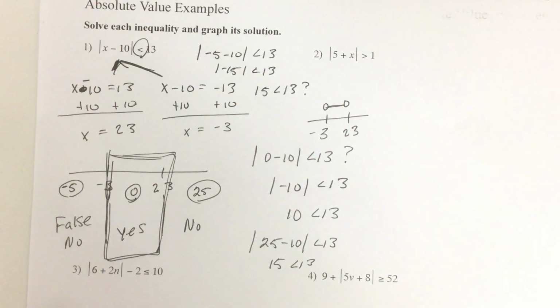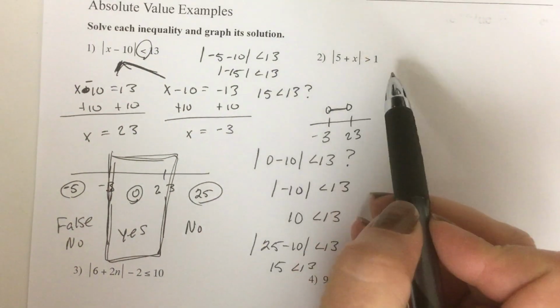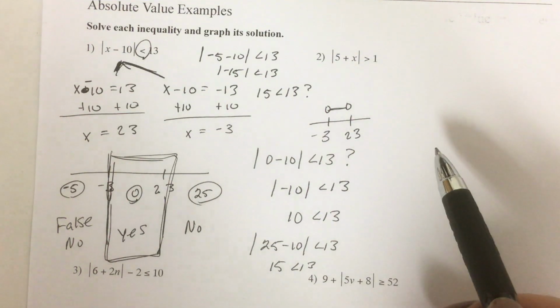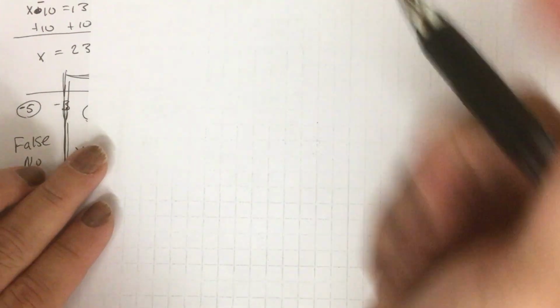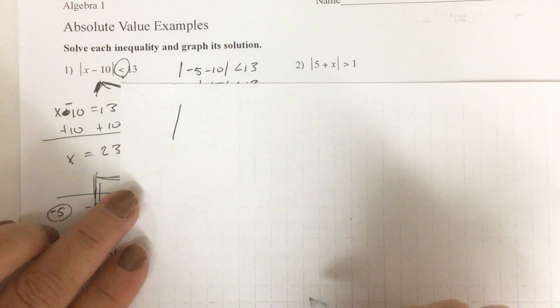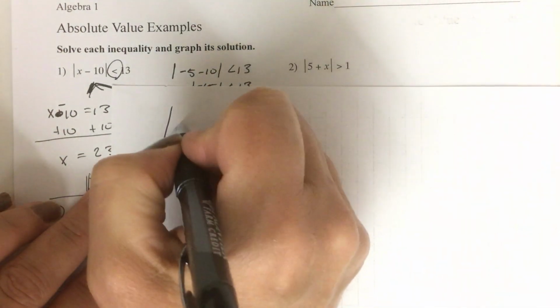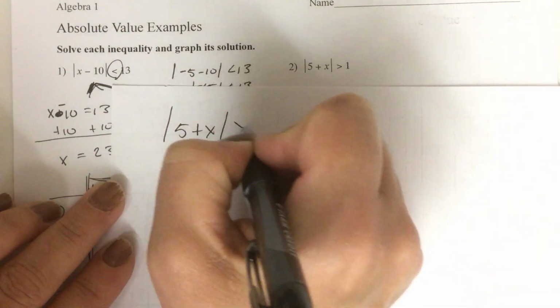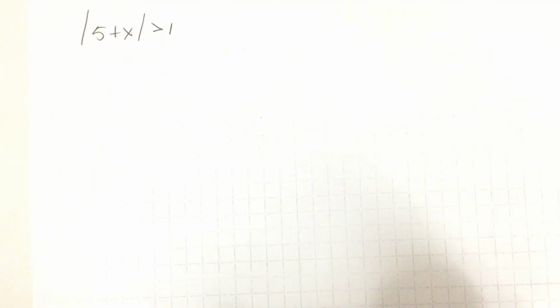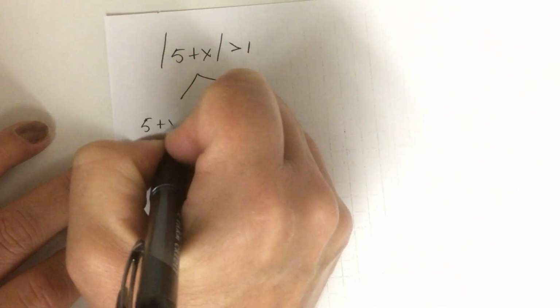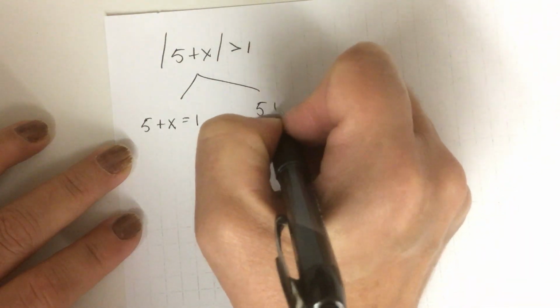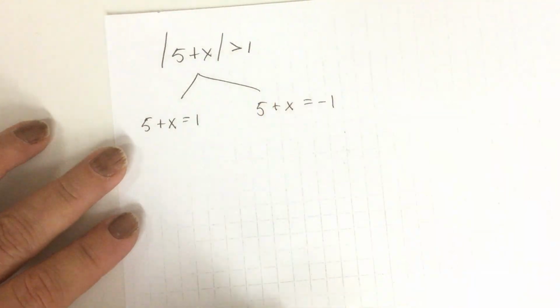Okay, so we're going to solve the inequality, make a number line, and then check those values. So I'm going to use another piece of paper for this next problem. Okay, so I have the absolute value of 5 plus x is greater than 1. Okay, so we want to know where that's true. So we start by breaking it into two equations. 5 plus x equals 1, and 5 plus x equals negative 1.